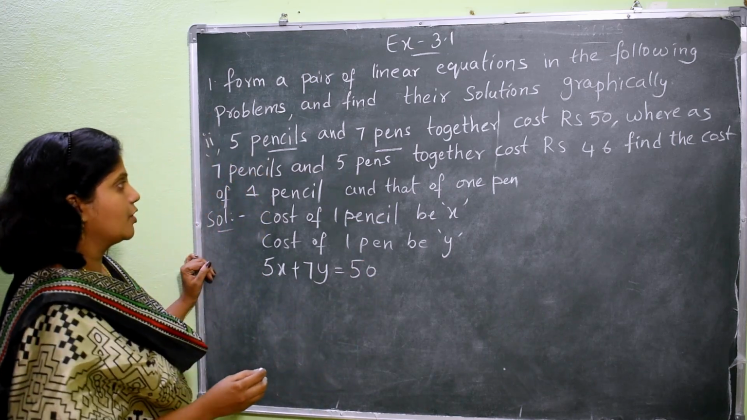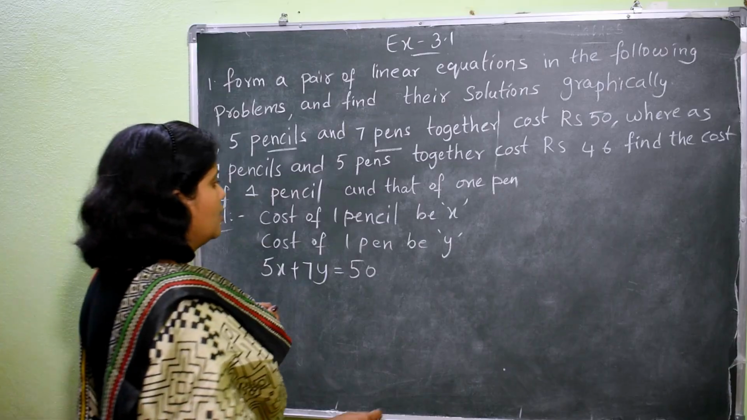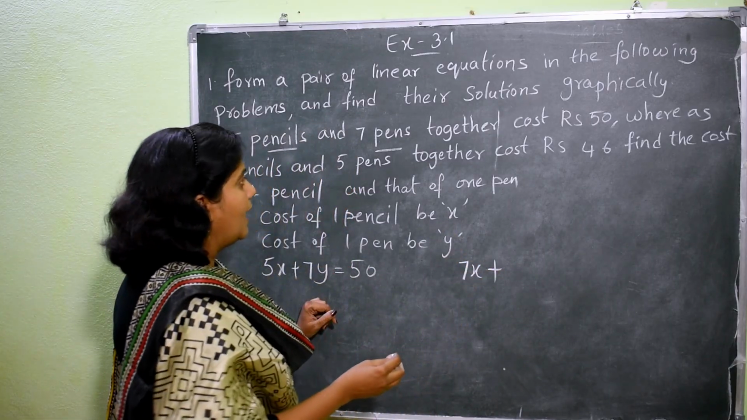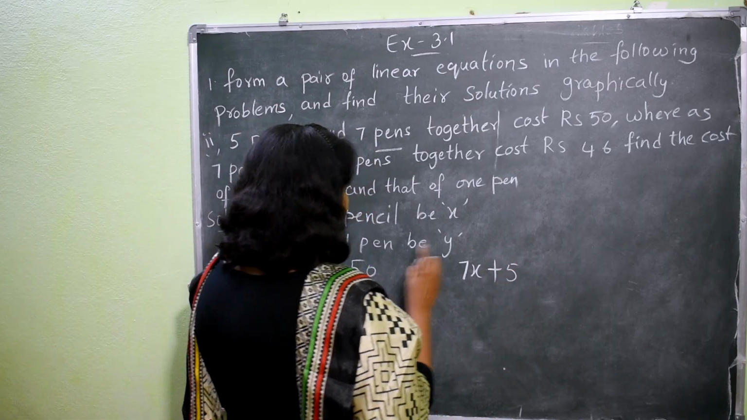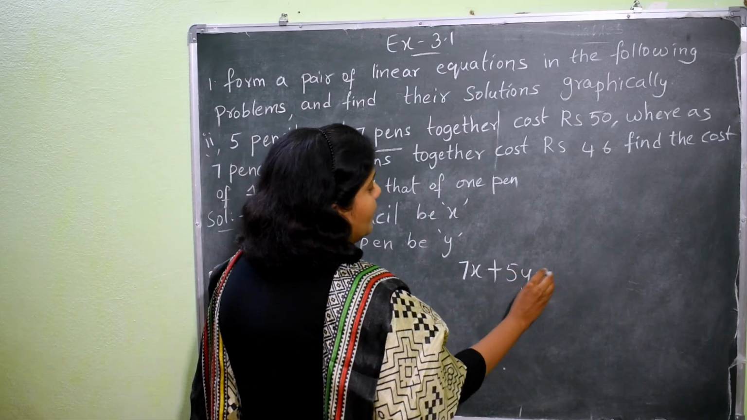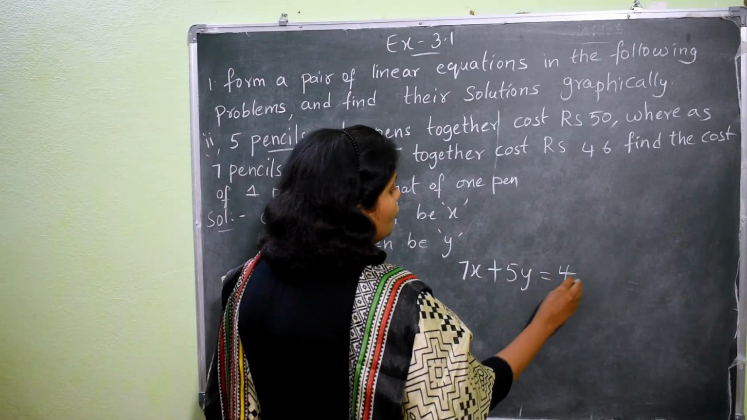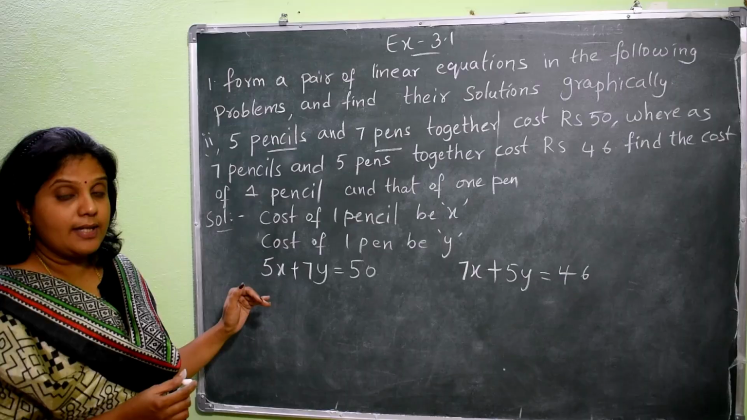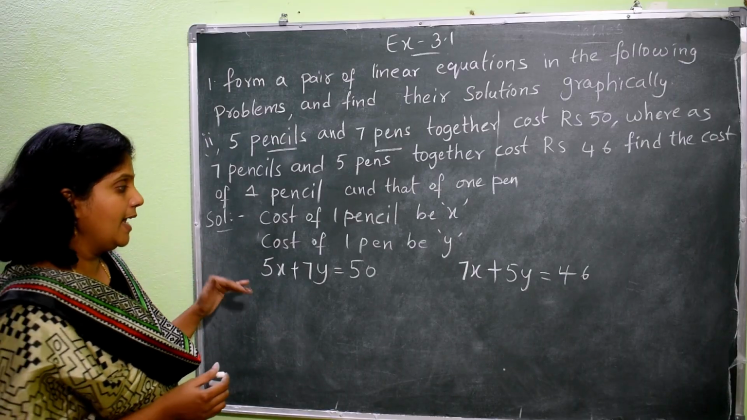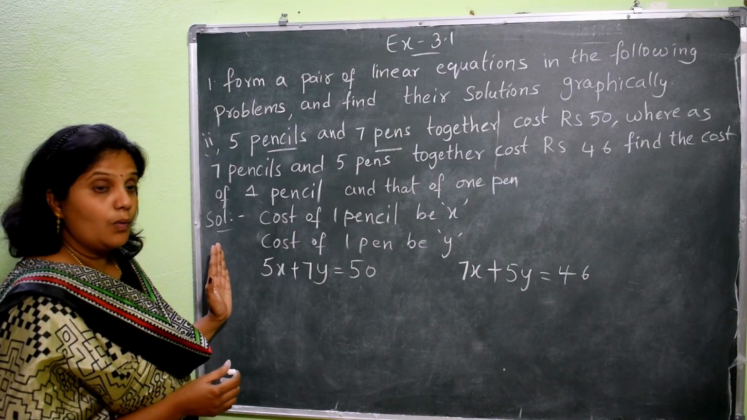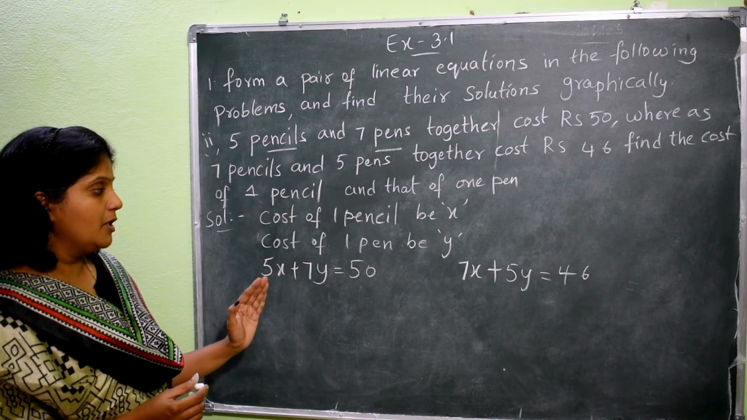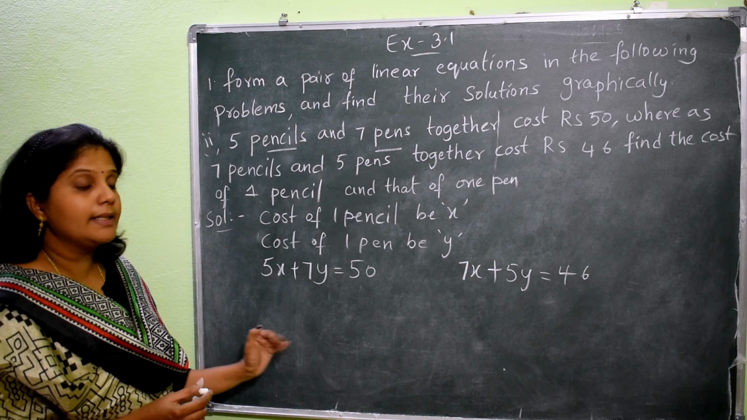And what is the second equation? 7 pencils. So 7, what is the pencil? x. And 5 pens. What is the pen we have assumed? y. So 7x plus 5y is equal to, together cost 46 rupees. So let's draw the tabular form. So we are assuming the x values and we are getting the y value from the x value. So we should write only the y value on one side and the remaining terms on the other side. Means making the y the independent term.